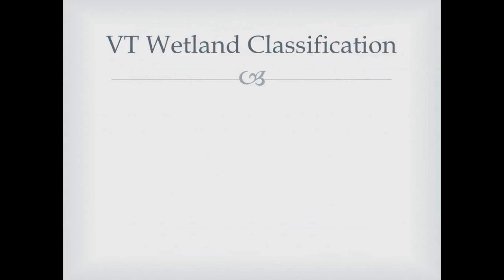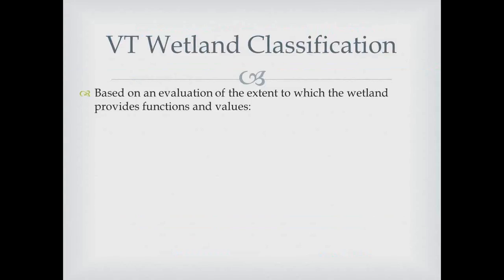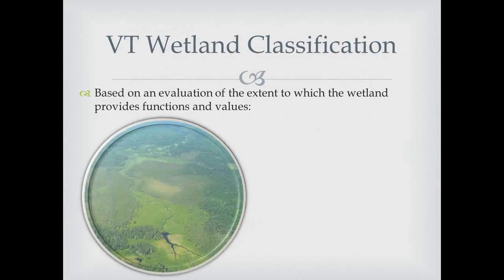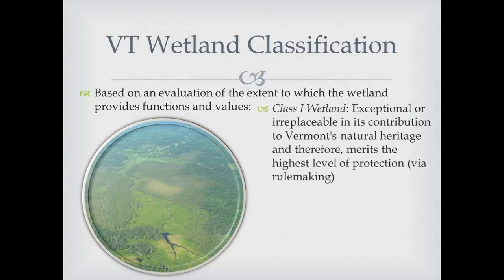We have a classification system that we use in Vermont, and it's based on an evaluation of the extent to which the wetland provides functions and values. So it's the lens through which we look at wetlands and whether or not they have the functions that we are looking to protect. Class 1 wetlands are the highest category of protection. These are exceptional and irreplaceable in their contribution to Vermont's natural heritage. There's only 3 of those in the state right now.